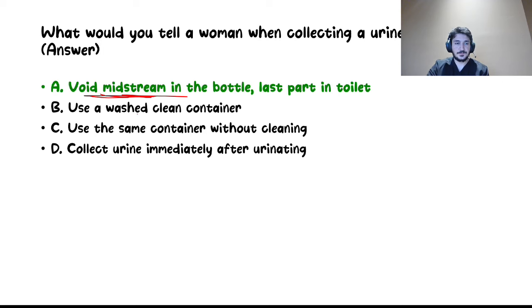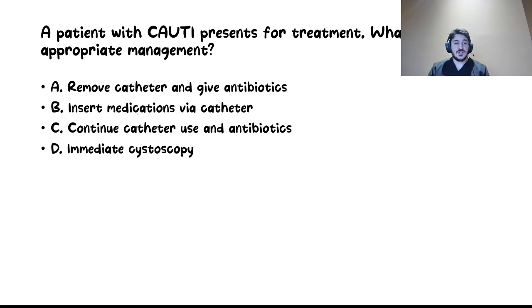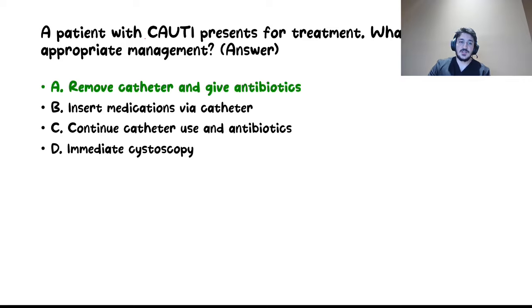A patient with catheter-associated urinary tract infection presents for treatment. What is the most appropriate management? So how do we treat catheter-associated urinary tract infection? I'm going to give you a second here. And the answer is A. We remove the catheter and we give antibiotics.